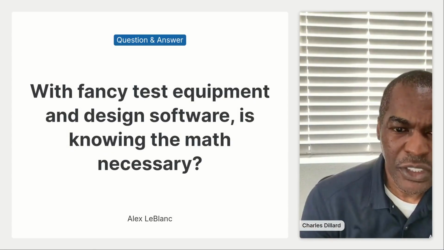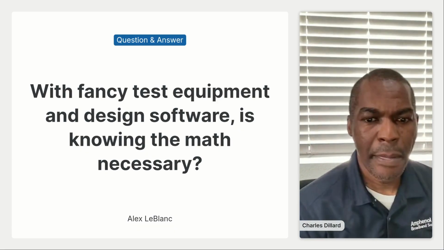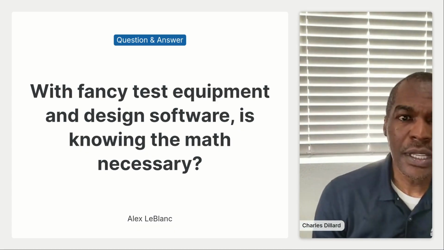The first one: with fancy test equipment and design software, is knowing the math necessary? Great question.